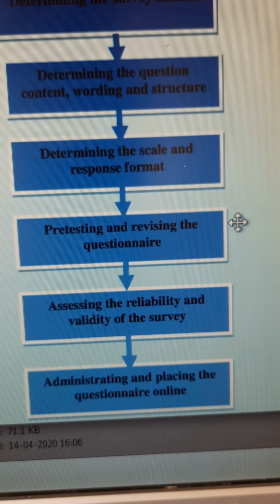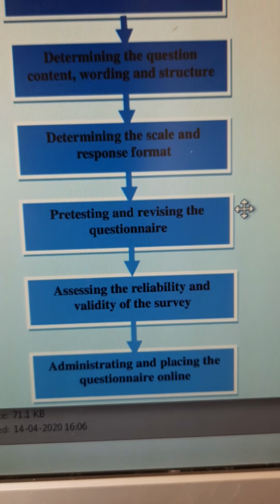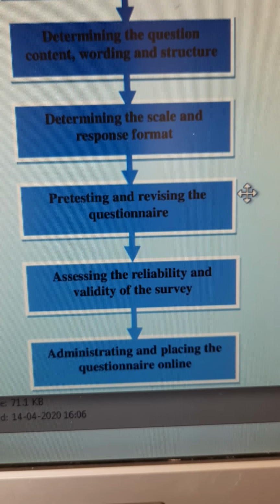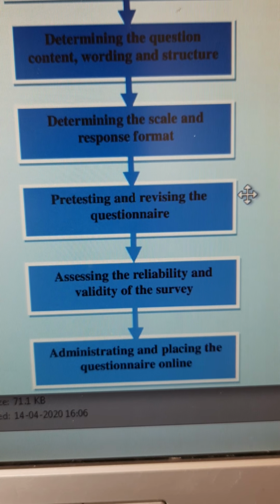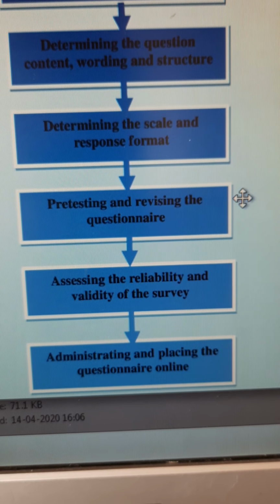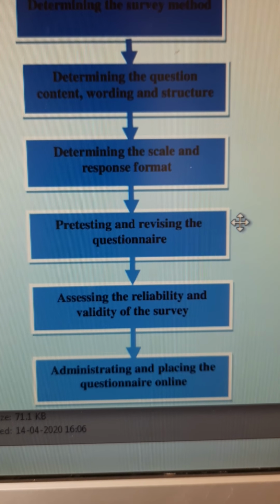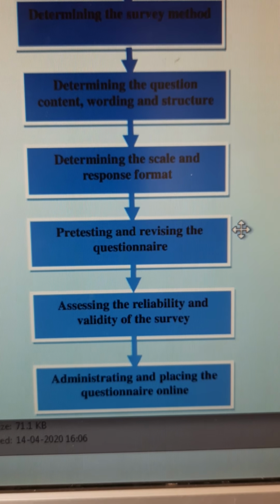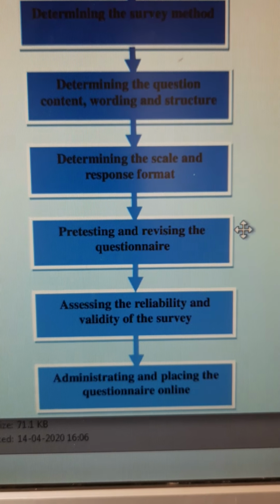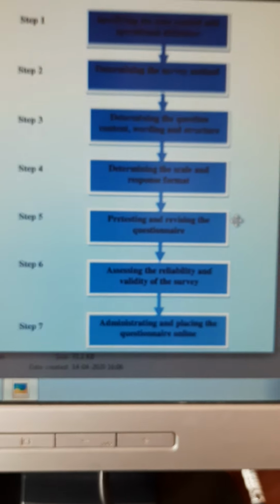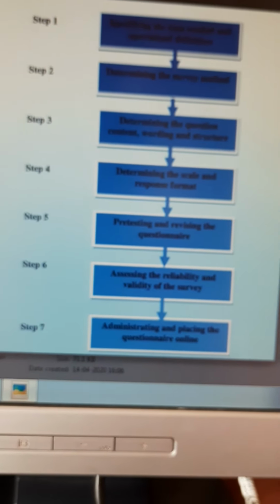Then assess the reliability and validity of the survey. That is what we are going to do today. Reliability and validity. And then administer the questionnaire. Either you can do it online or you can send it on WhatsApp, then call them and find out. Okay. So these are the steps involved in planning a questionnaire.